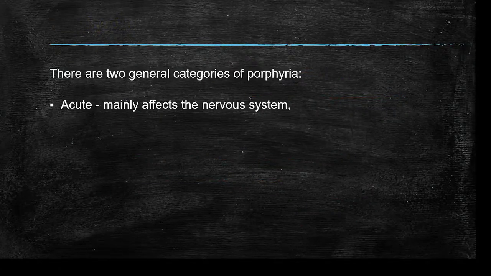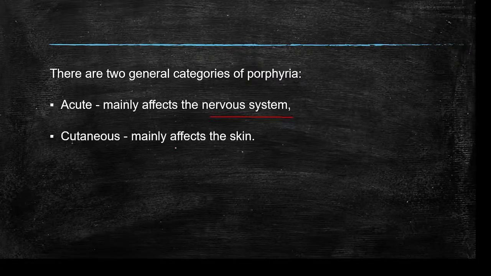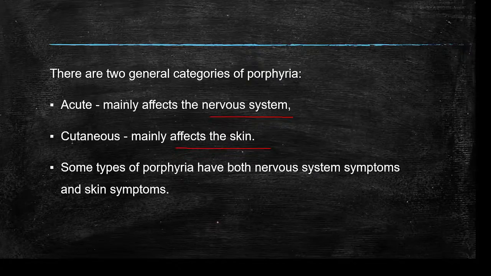There are two general categories of porphyria. Acute mainly affects the nervous system. Cutaneous mainly affects the skin. There are some types of porphyrias which affect both the nervous system and skin.